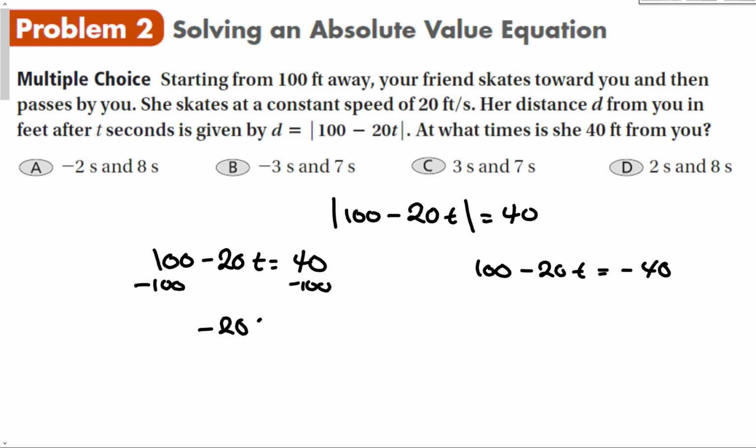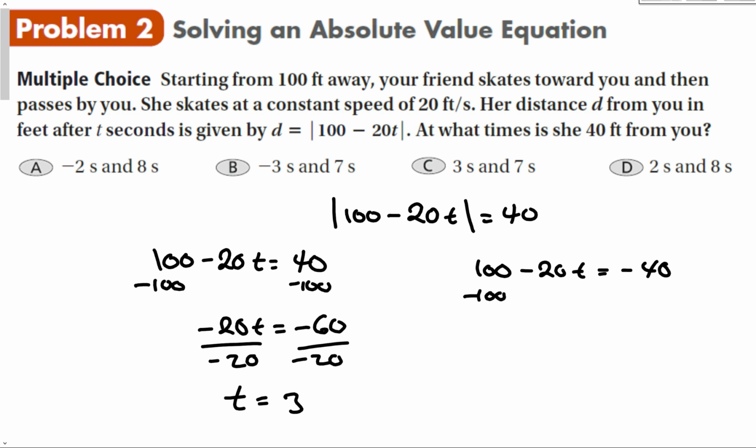We have negative 20t is equal to negative 60. Divided by negative 20, and t is equal to positive 3. Don't know what was setting off my echo, but I unplugged it, so it should be okay.